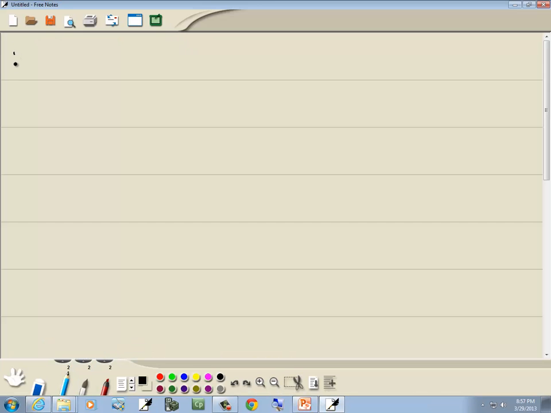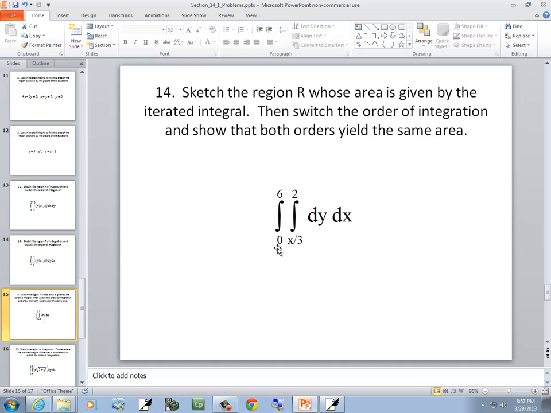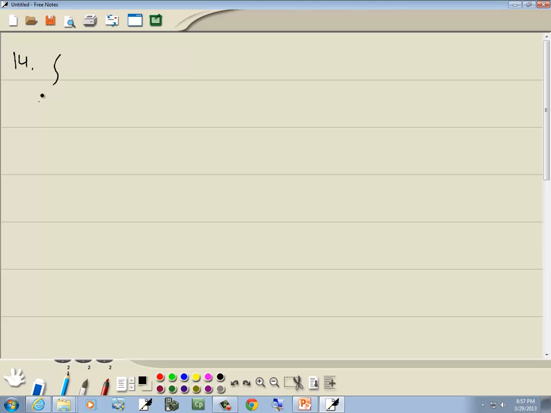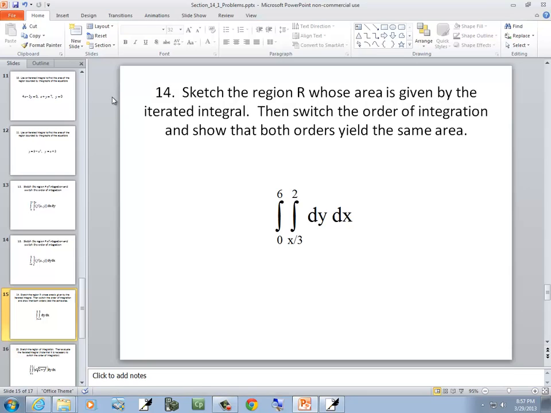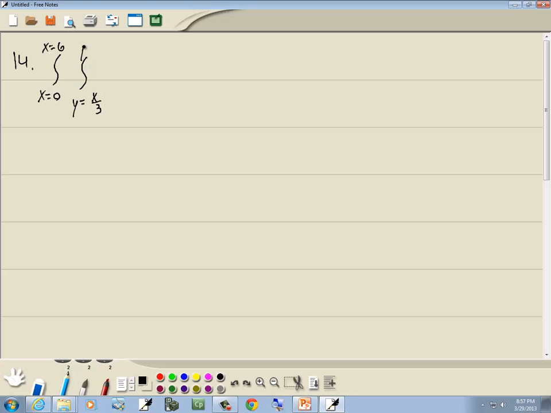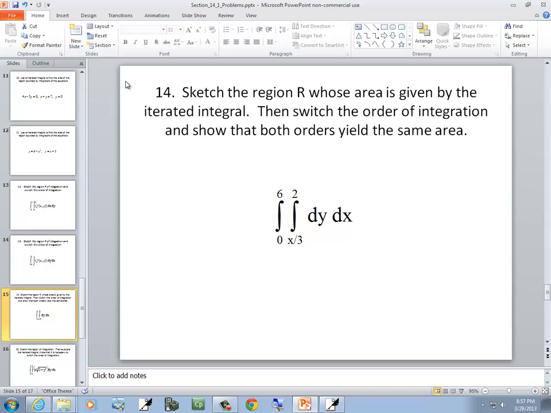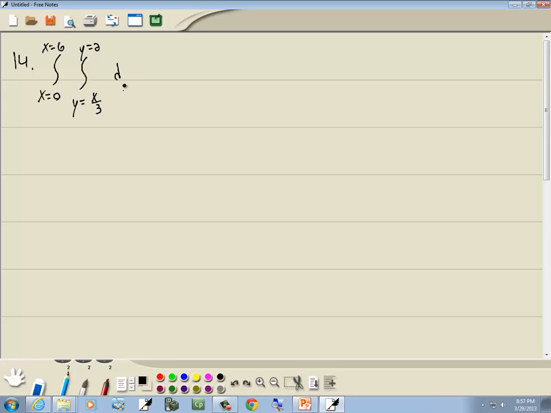Okay, so we got 14. The outer one is the x, so I got x equals 0 to x equals 6. And our inner one will be our y, so I got y is equal to x over 3, and y is equal to 2, dy dx.